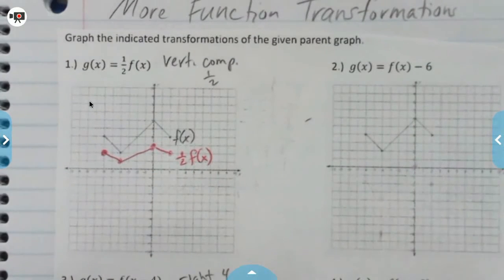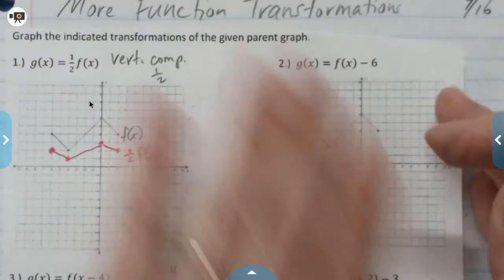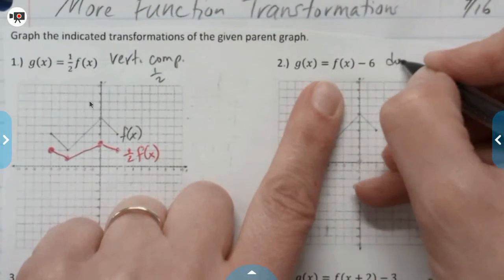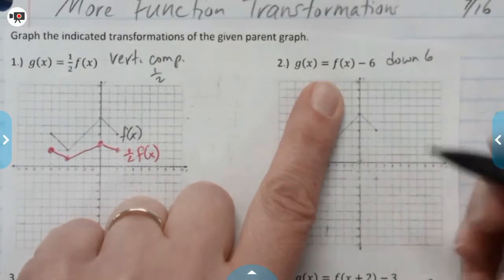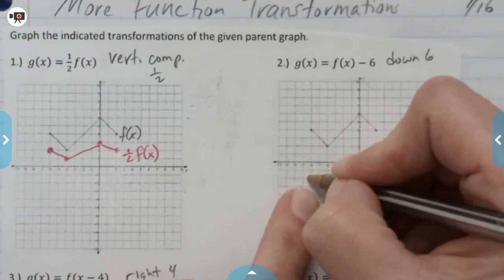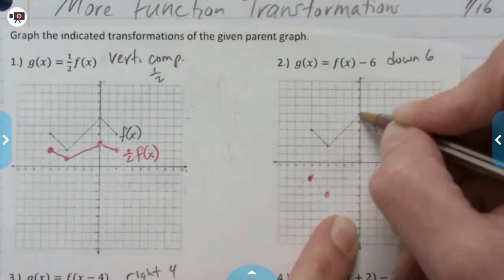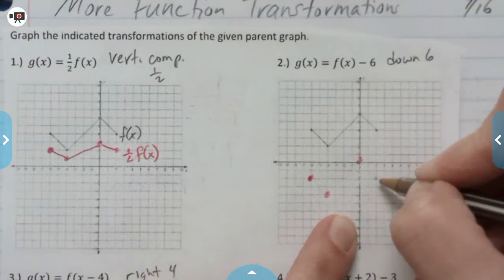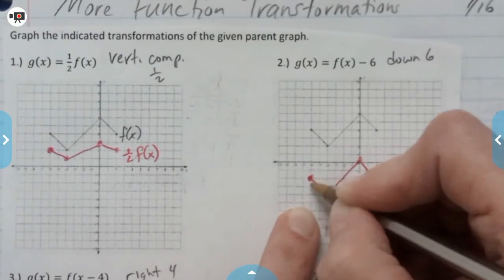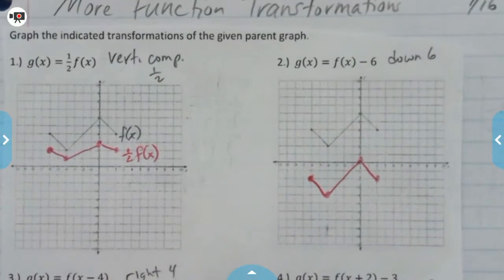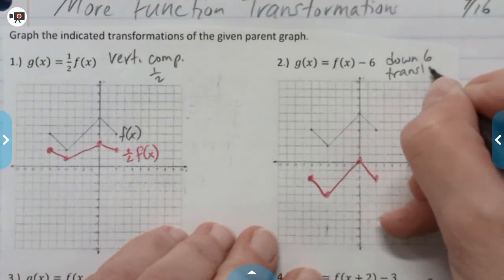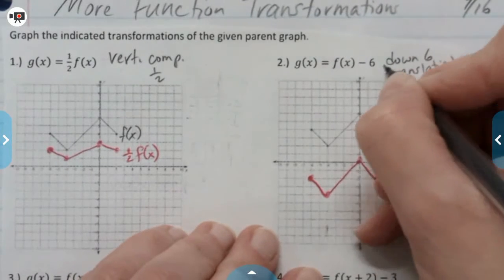Okay, then if we come over to number 2, I have this -6 that's after the f of x. That means it's going to move down 6 units. So I'm just going to take each point and go down 6 spaces. This one should look exactly the same. It's just been moved down, and they call that a translation. On each of these, if they're just sliding it around, that's called a translation.